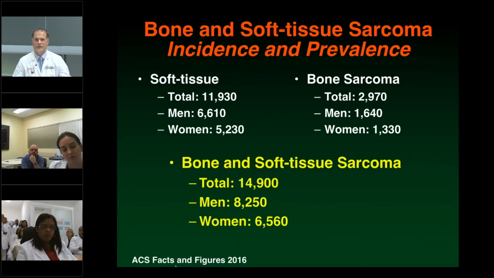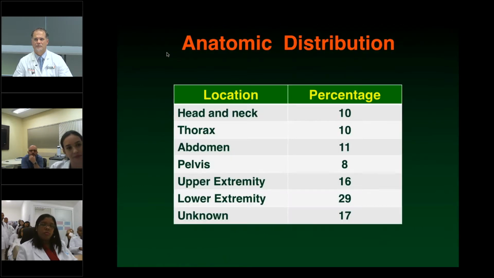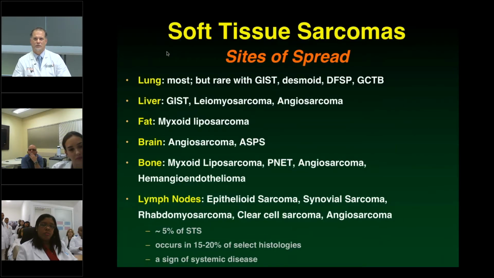In the United States, there may only be about 12,000 soft tissue sarcomas and about 3,000 bone tumors per year in the entire United States, fairly evenly distributed between men and women. These sarcomas are very different also in terms of their distribution.